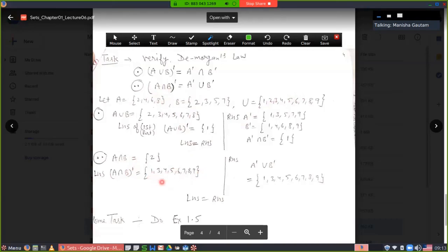On the right hand side, you have to calculate A complement, then B complement, and then combine the elements of A complement and B complement, because the operation is a union operation here. So A complement and B complement are both calculated here. Then you have to combine them. You will get 1, 3, 4, 5, 6, 7, 8 and 9. Now left and right, both sides are equal. This is the verification of De Morgan's law.